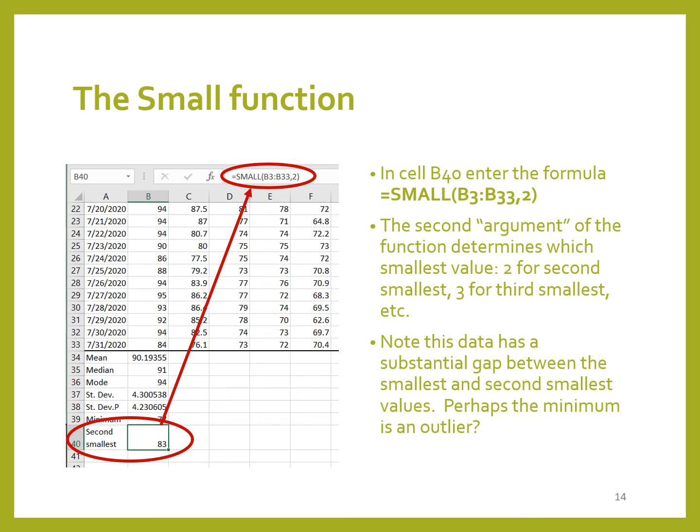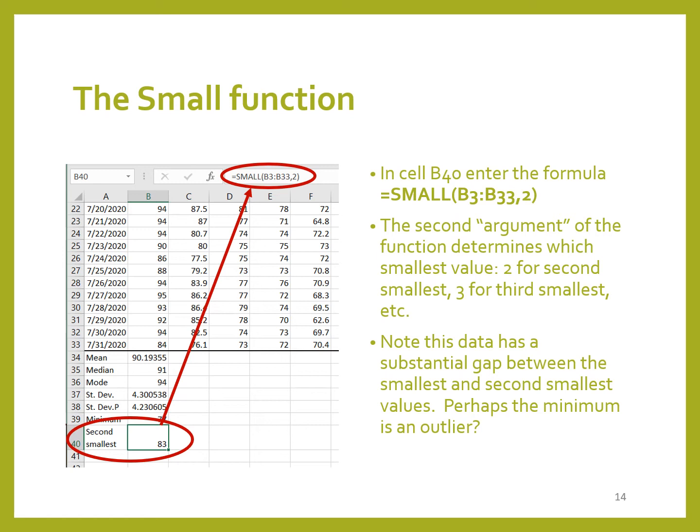And now we go over to B40 and we're entering the formula equals the function name small, open parenthesis, then the data range, B3 colon B33, and then a second argument, in this case a 2. The second argument determines which of the smallest values you want. 2 will be the second smallest, 3 will be the third smallest, and so on.